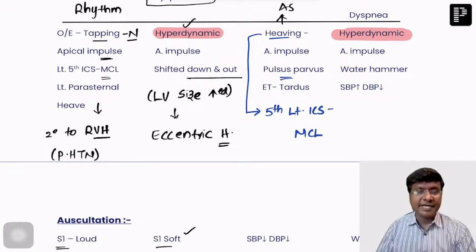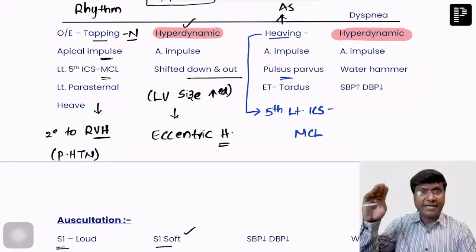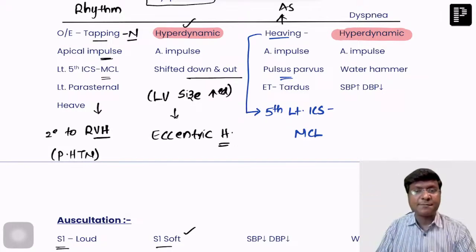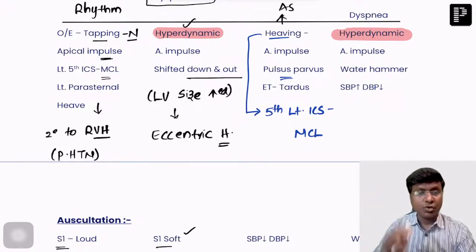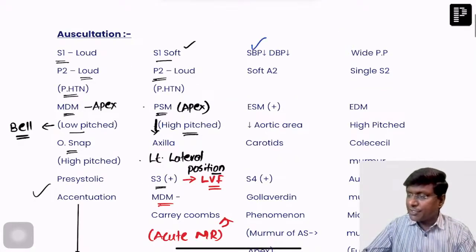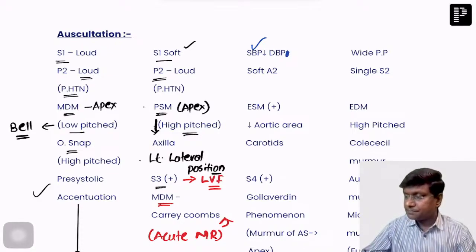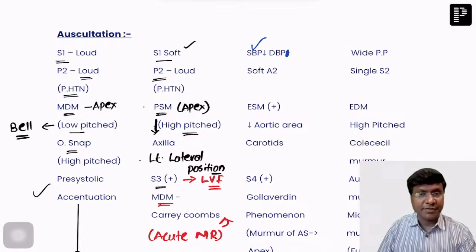What is this pulsus parvus et tardus? Where you have a slow rising pulse with late peaking is called pulsus parvus et tardus. And here the cardiac output is reduced. That is the reason why the systolic blood pressure will be reduced.